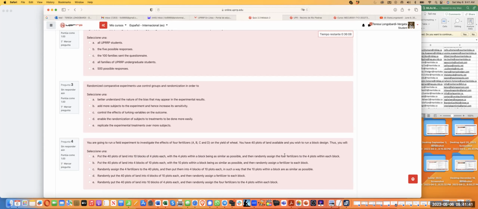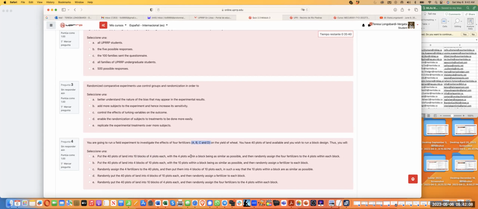Now, why is B wrong? B says put the 40 plots of land into 4 blocks of 10 plots each, with the 10 plots within the block being a similar spot, and then randomly assign a fertilizer to each block. But how many fertilizers are there? There's only 4. So that's why we have to have the 4 treatments in each block. That's why A works. Got it.